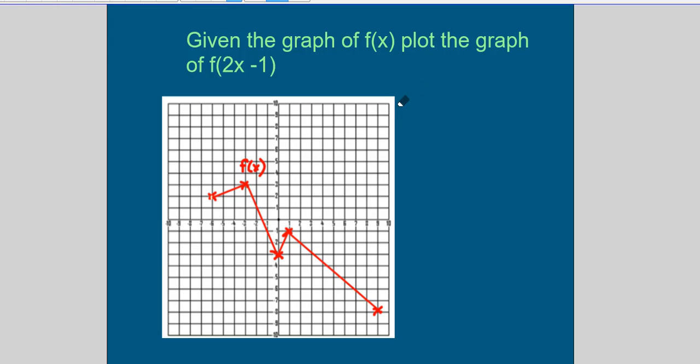Okay, in this next example, I'm just going to use quote pencil and paper unquote. Not going to try it on Desmos. I probably could do it in Desmos, but you'd have to break it up into line segments as a piecewise function, and I don't think that's worth it here. So what I'm going to do with this function f of 2x minus 1, the first thing I'm going to do is shift f 1 unit to the right because of that minus 1.